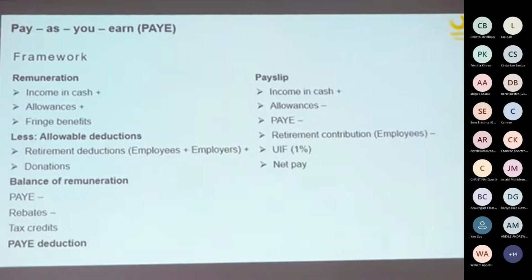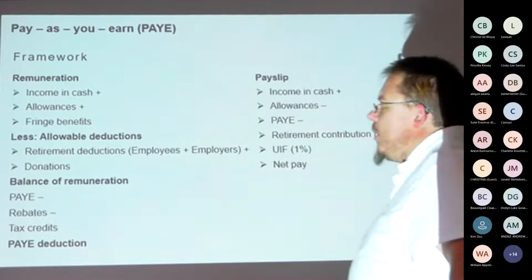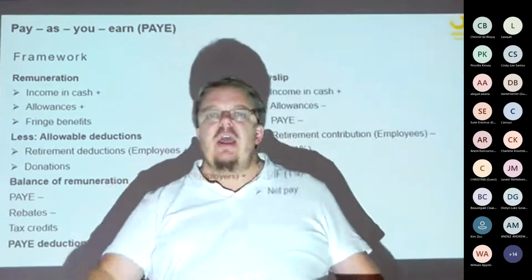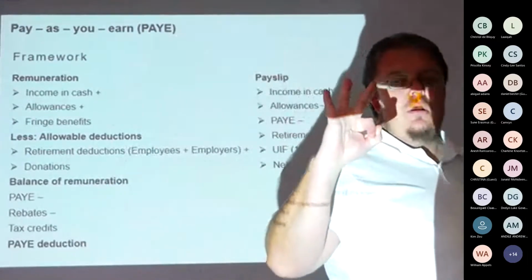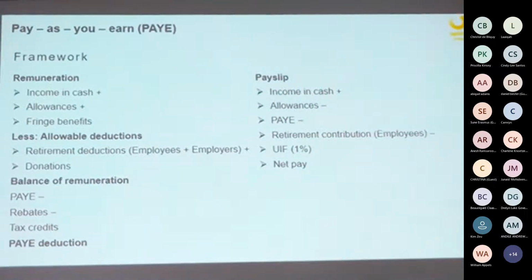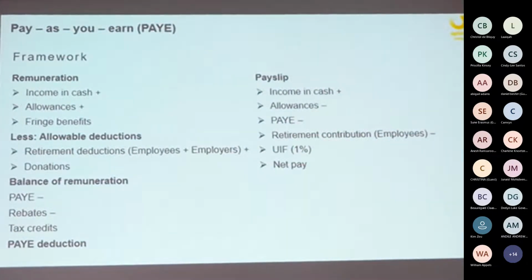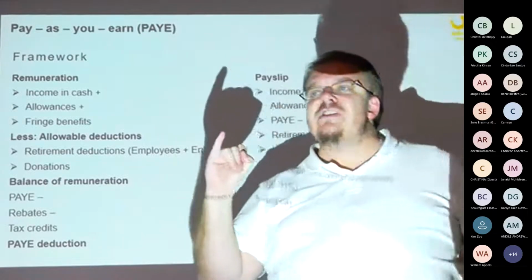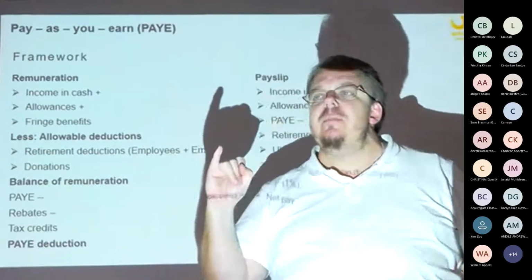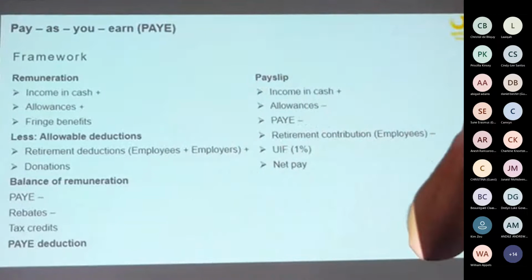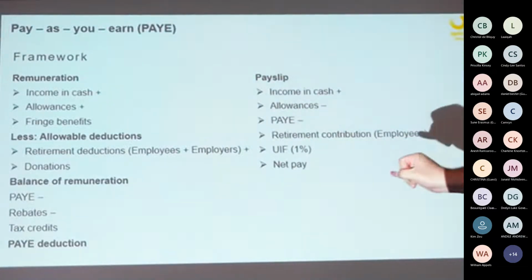Okay. So then we take our balance of remuneration, we work out our PAYE, then we work with our rebates. There are 3 rebates, and you might fall into a category for either 1 rebate, 2 rebates, or all 3 rebates. The first rebate is a primary rebate. All natural persons get a primary rebate. If you're 1 month old or 999 years old, you get a primary rebate.